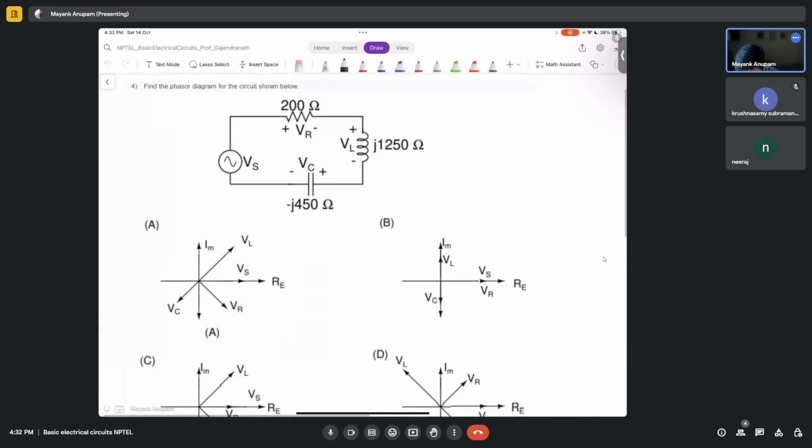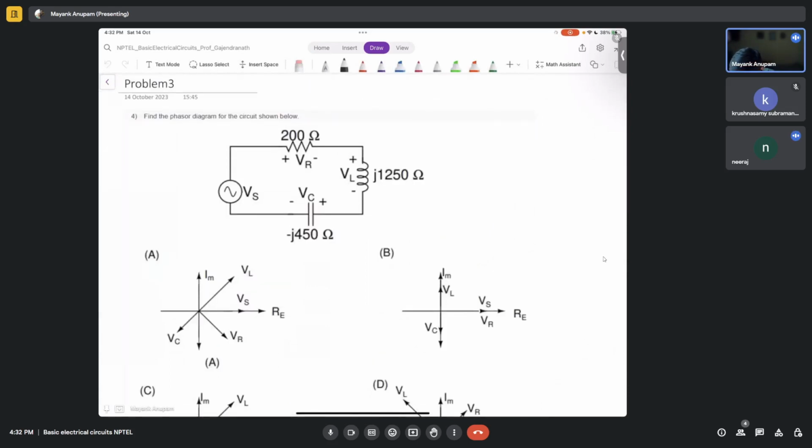Find the phasor diagram for the circuit shown below. So we need to find out what is the phasor diagram for this circuit. So how do you draw the phasor diagram? You assume that the voltage source here, since nothing is given, is at angle 0 degree, with some magnitude. This is the reference phasor.